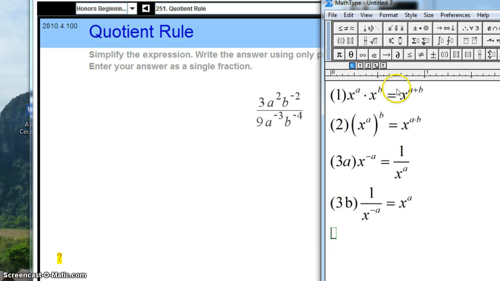So now let's apply this stuff to our problem here. So again, with these quotient rules, you just kind of look at the a's together, you look at the b's together, and you look at the coefficients together, right? So you say, well, can 3 divide 9? Can a squared divide a to the negative 3? And we're going to be using these rules to kind of put the negatives up top or put the negatives on the bottom. So let's write this out. We have 3a^3 b^-2 over 9a^-3 b^-4.